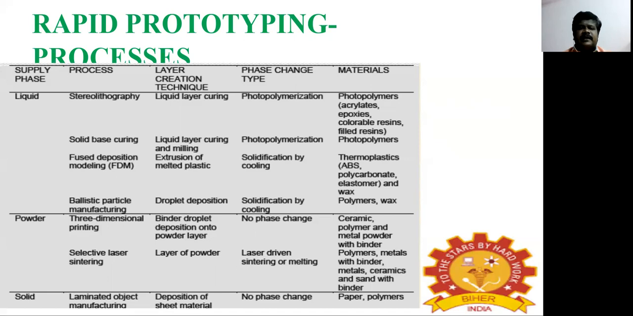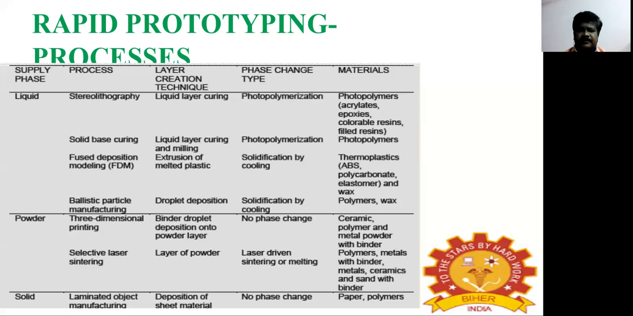In the case of ballistic particle manufacturing, the supply phase is liquid. The layer creation technique is droplet deposition, and the phase change type is solidification by cooling. The materials you use are polymers and wax. If it is powder, in three-dimensional printing, the layer creation technique is binder droplet deposition onto the powder layer, and no phase change occurs.